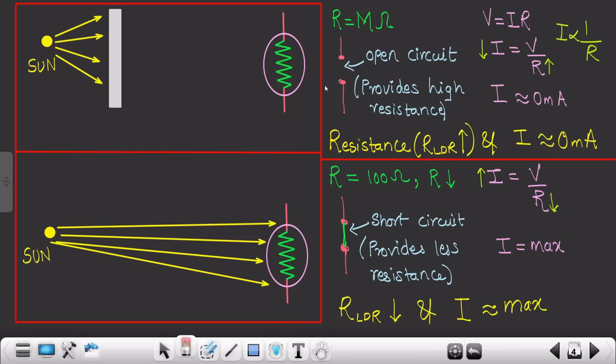What we concluded with these two cases is this. When light is not incident on the LDR sensor, the resistance of the LDR sensor is high. It is in mega ohms, which is a very high value. Since the value of resistance is high, the value of current is almost negligible. On the contrary, if you allow certain light to fall on the LDR sensor, the value of this resistance drops to a few ohms. If the resistance is decreasing, the current is going to increase with the help of Ohm's law, and thus the LDR will act as if it is short circuited.